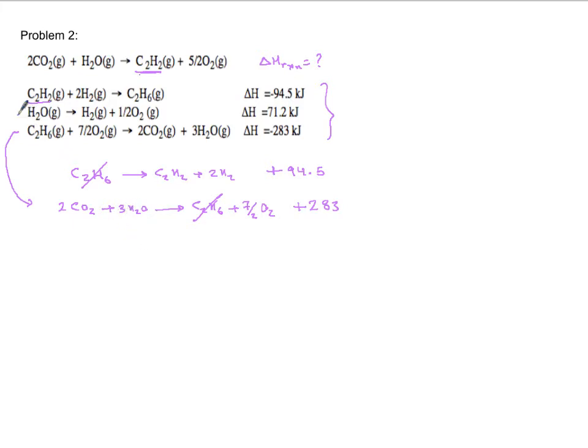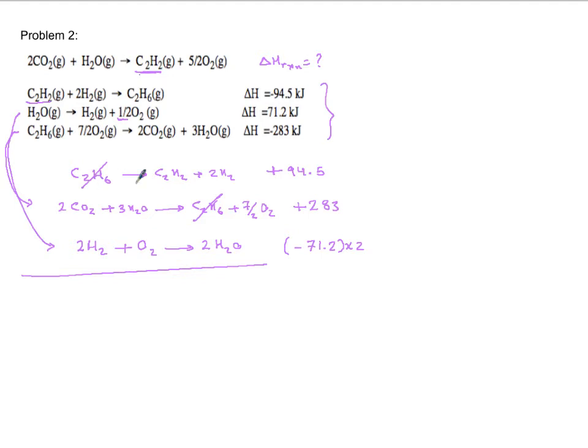So I use the second equation here, and I'm going to flip it, and I'm also going to multiply it by 2. So I'm going to write it as 2 hydrogen gas. 2 times half is 1, so 1 oxygen, giving me 2 molecules of H2O. Not only did I reverse it, which was negative 71.2, but I also multiplied the equation by 2, so I multiplied this by 2. Now let's see if we get the overall reaction.